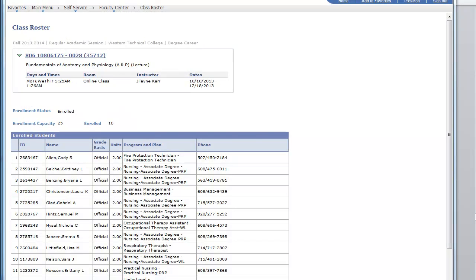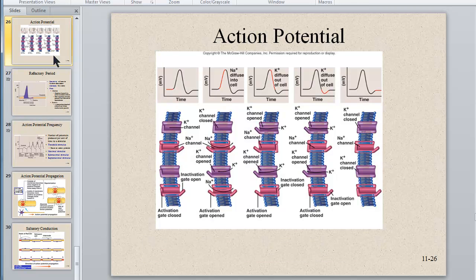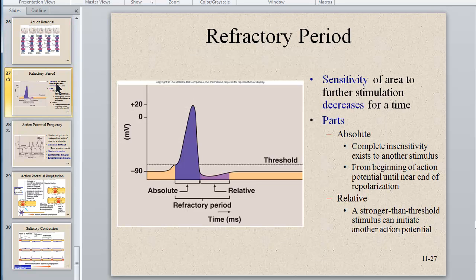So moving on to the refractory period. The absolute refractory period is a period of time when another action potential cannot be initiated because the gates for sodium are closed, and there cannot be any change in permeability to sodium if the gates are closed. Those gates are only able to be opened at the threshold value of -55.